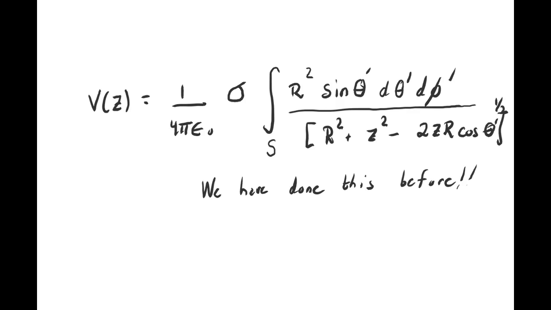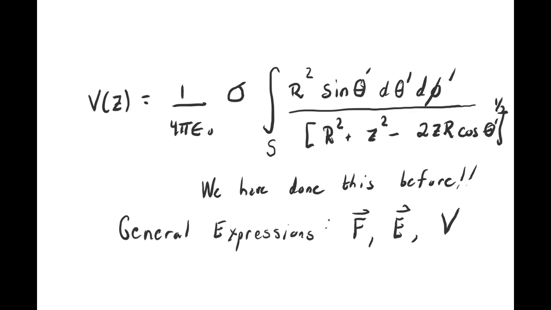So in summary, our general expressions for the force in Coulomb's law, the electric field, and the electrostatic potential are extremely useful to take advantage of because they're independent of the origin. You don't have to specify that the charge resides at the origin or anywhere in space for that matter.